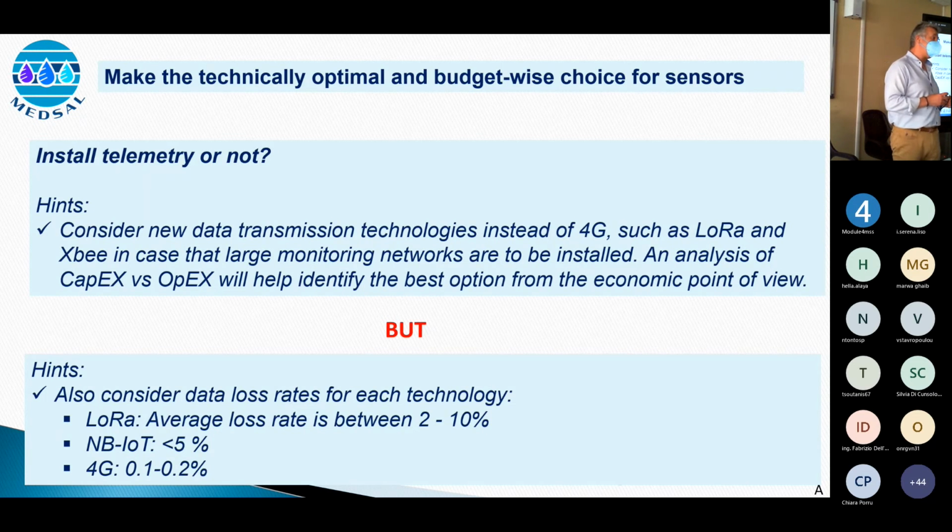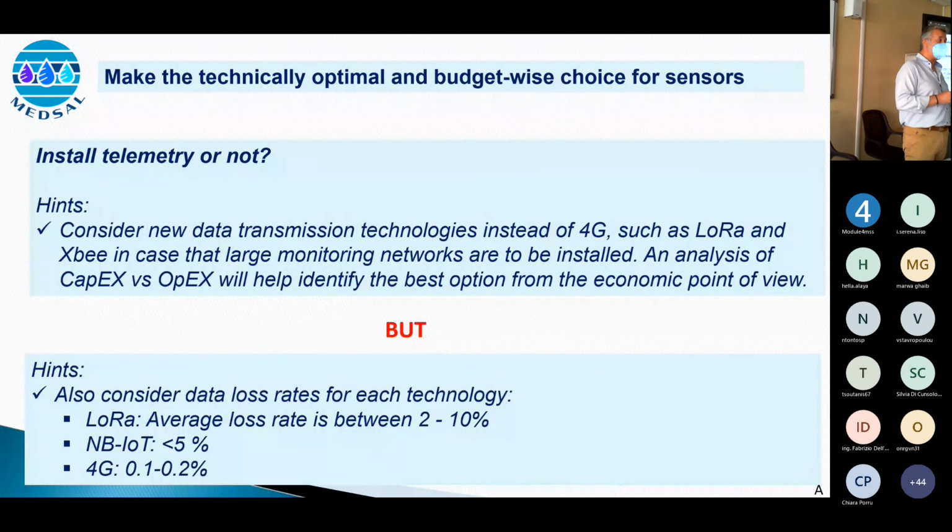If you are going for a narrowband Internet of Things protocol, which is a relatively new protocol, then you're talking about a bit higher percentage of potential data loss, which is normally less than 5%. However, make sure that your area supports and your GSM providers support NB-IoT protocols. If you are going for the LoRa protocol, the average loss rate is pretty high. It varies from 2 to 10%. So you need to decide if losing data is essential to you or not.